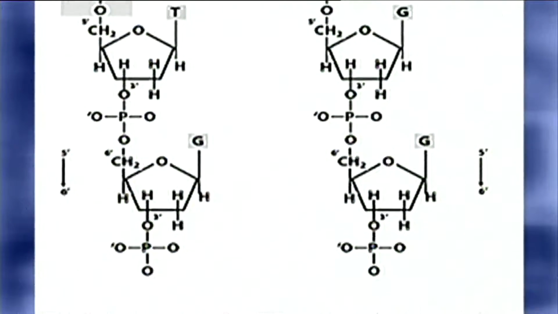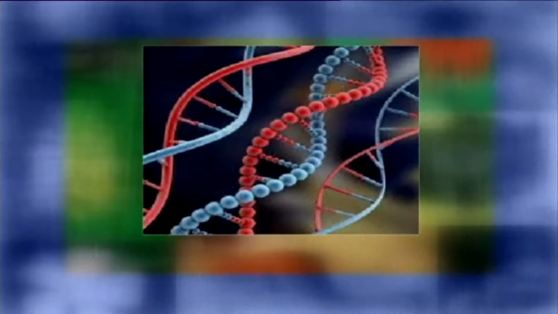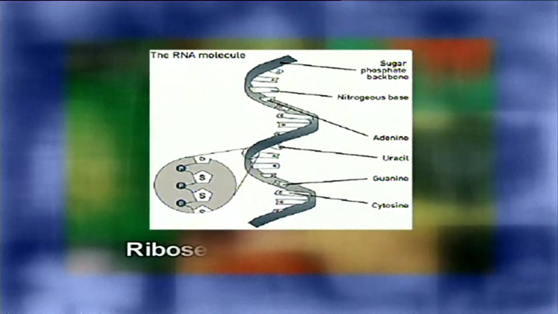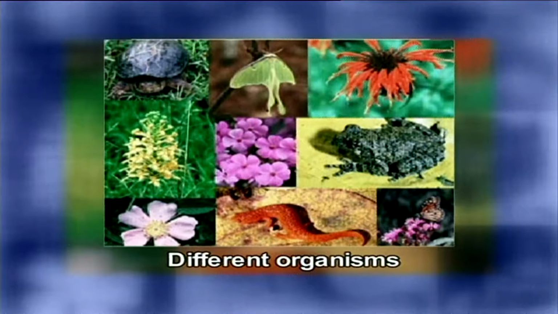Nucleic acids and their composition. Nucleic acids are the most important constituents of the nucleus, having the ability to store and transmit genetic information from one generation to the next. There are two types of nucleic acids: one, deoxyribose nucleic acid or DNA, and two, ribose nucleic acid or RNA. Both constitute the genetic material in different organisms, and DNA is the predominant genetic material in most organisms.